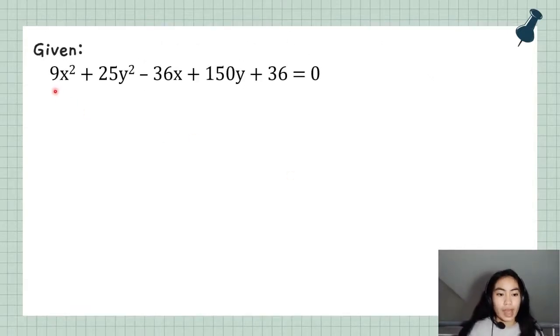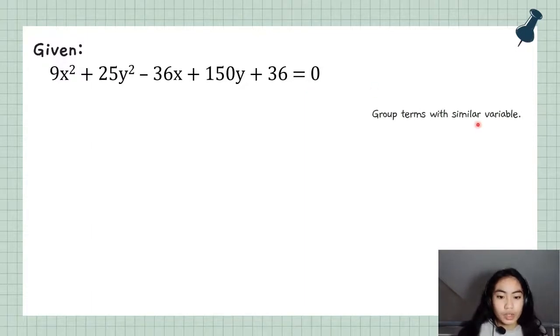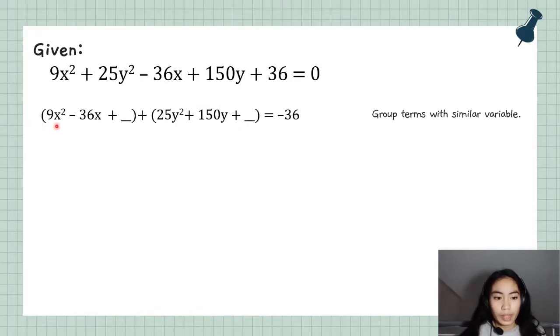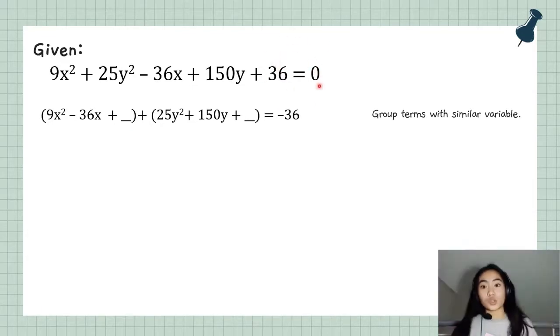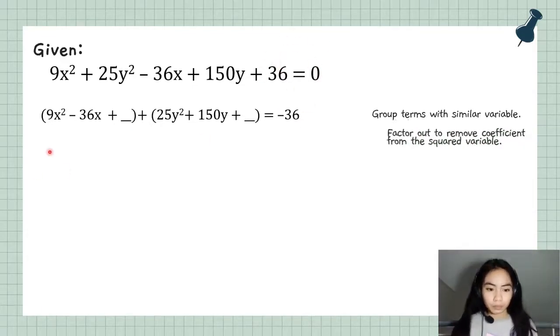So for example, we have this given 9x squared plus 25y squared minus 36x plus 150y plus 36 equals 0. So first thing we do is that we regroup the terms with a similar variable. We group all those with x variable and all those with y variable. And then we transfer to the other side those that do not have a variable.